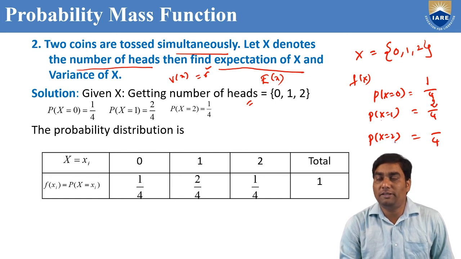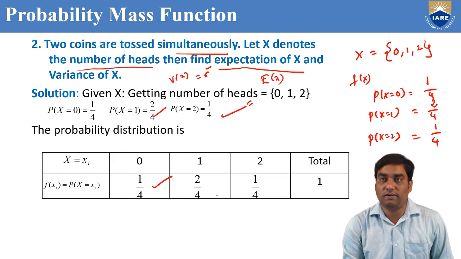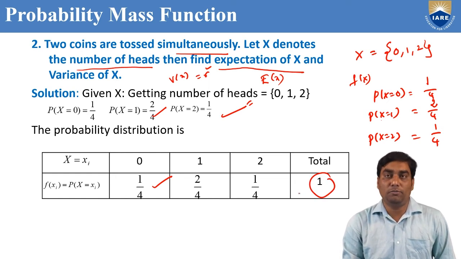Now the number of heads may be 2. Only one case, that is head head, 1 by 4. So you can add 1 by 4, 2 by 4, 1 by 4. Draw the probability distribution table with X values and probability of X values. Finally you got 1. So this probability distribution table we got.